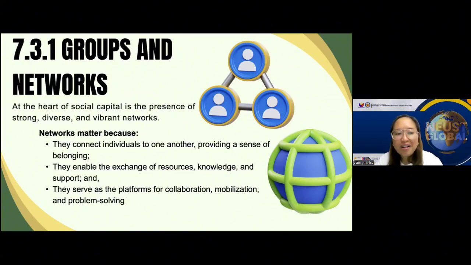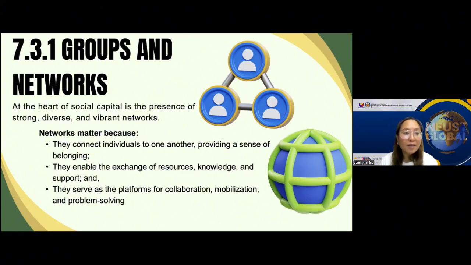So why do networks matter? Because they create a sense of belonging. When people join groups, they feel that they are, or we feel that we are part of something bigger, that their voice matters. It also allows the sharing of knowledge and resources. The members help each other by giving advice, sharing information, and offering support.